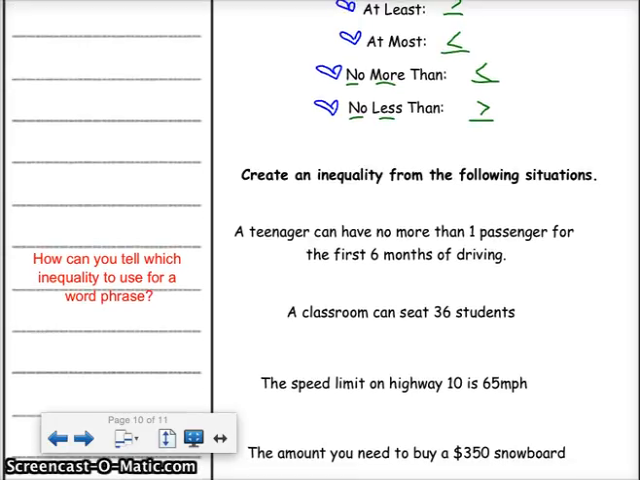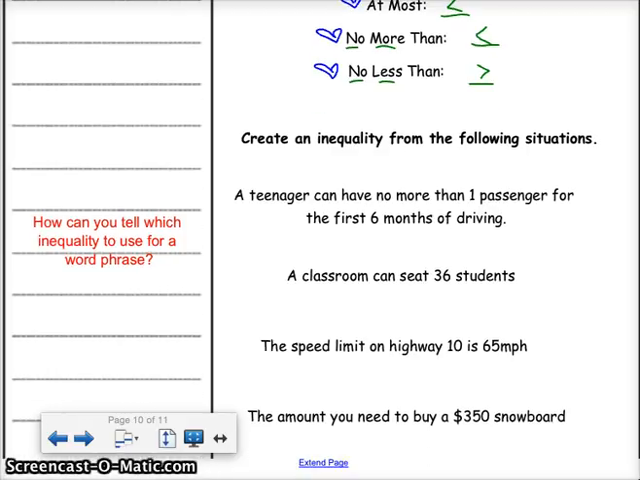All right, so here's the first one that we want to create an inequality for. A teenager can have no more than one passenger for the first 6 months of driving. So what does that mean? Let's call the teenager T. If the teenager can have no more than, what does that mean? Can they have more than one person or smaller than one person? Smaller. So they have to have less than, or equal to one passenger.